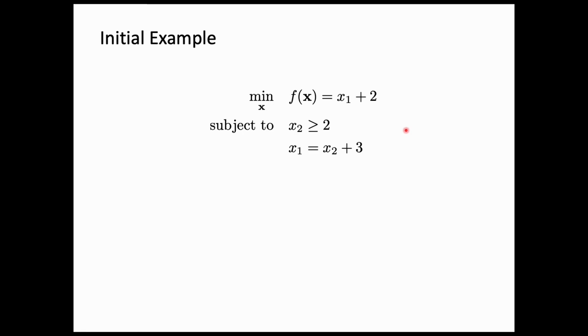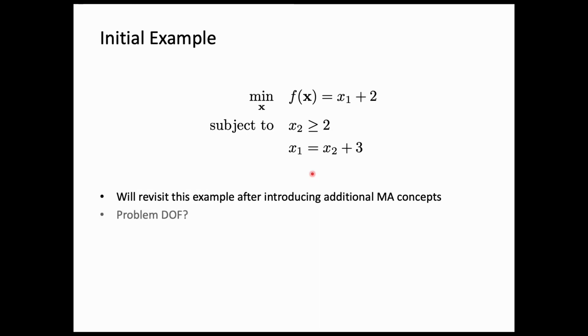Let's have a look at a first example. Here we have a simple linear function and two linear constraints. One is an inequality constraint, the other is an equality constraint. These are all linear functions, and that indicates that these are all monotonic functions. There's no curvature anywhere in this problem. We're going to revisit this example a few times after we introduce some additional monotonicity analysis concepts, but we're going to have a look at a few things first.